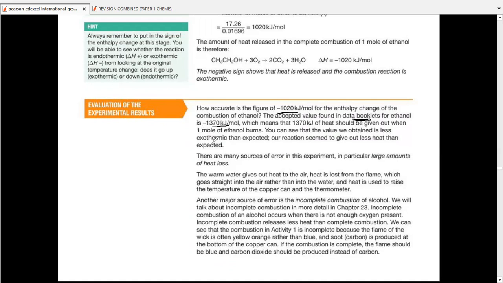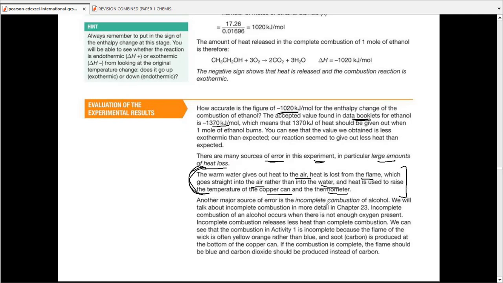So you would notice they have a bigger value over here, which automatically tells us there were many sources of error in our experiment. For example, a lot of heat was lost to the environment. Some of the heat was given out to air. Some of the heat was lost directly from the flame, and it went to the air rather than into the water. Some of the heat was used to raise the temperature of the copper can and the thermometer as well. Right? Yes. So these were our sources of error if ever asked in exams. So make sure that you remember these 3-4 sources of error.